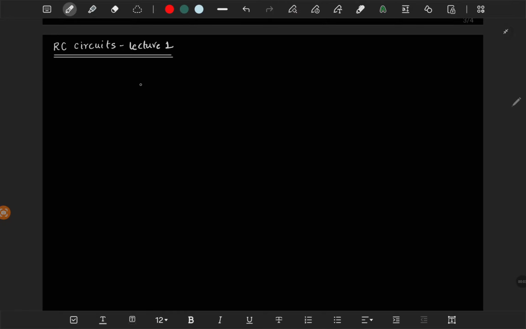Hello everyone. We are going to start with RC circuits, and this is lecture number 1. In this lecture, we are mainly focusing on very basic circuits, like a very basic series RC circuit. We will analyze that circuit, and before that, we will start with some basics of resistor, capacitor, and inductor. Then we can go through more complex problems after that. So, we are going to start now.